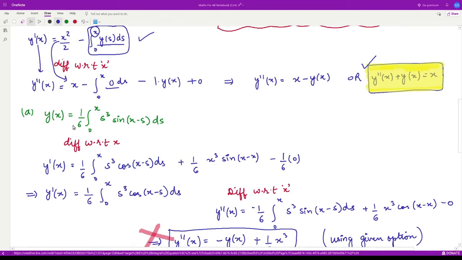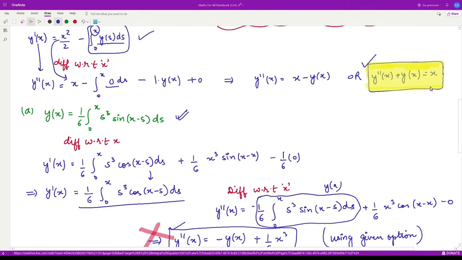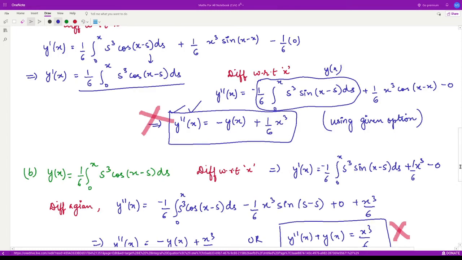Now let us look at our options. The first option is y of x equal to 1 by 6 integration from 0 to x of s cube sine of x minus s ds. We'll differentiate it again using the same method. So it would be this. And here we would have sine of x minus x, so this would be sine of 0. Sine of 0 is 0, so this term is 0. This term is also 0. So we are only left with this term. And then we can again differentiate it and we obtain this term, right? This is so because this thing is equivalent to y of x, as it is given in our option. But obviously this equation and that equation do not match. Therefore, this option is not the correct option. We can rule out this option.